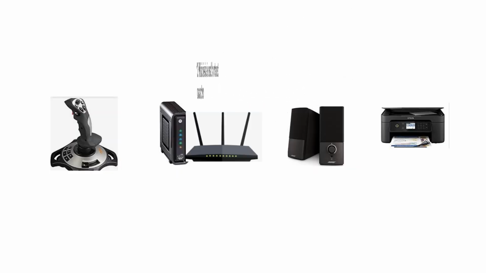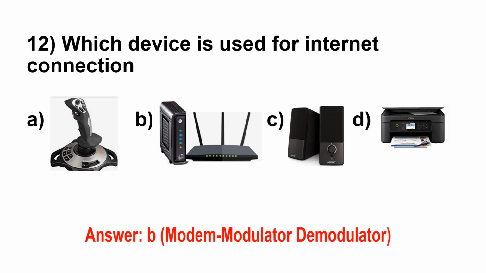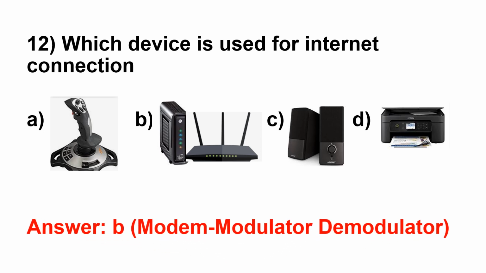Next one. Which device is used for internet connection? So you have options. You can see joystick, modem, speakers and printer. So the right option is modem. You also call them as modulator, demodulator.